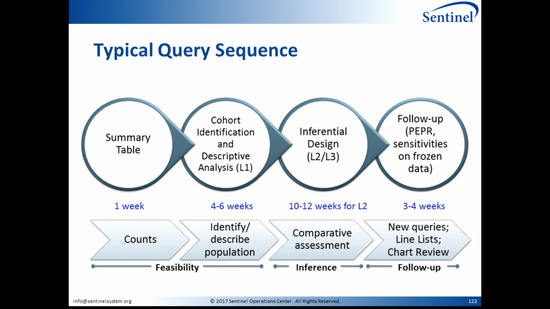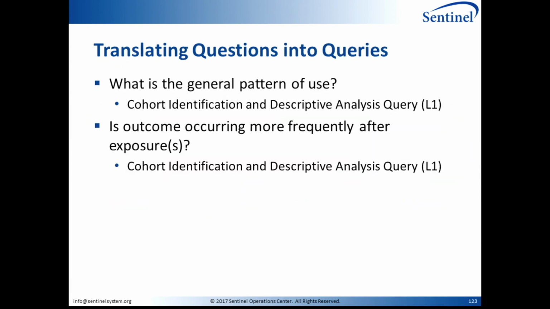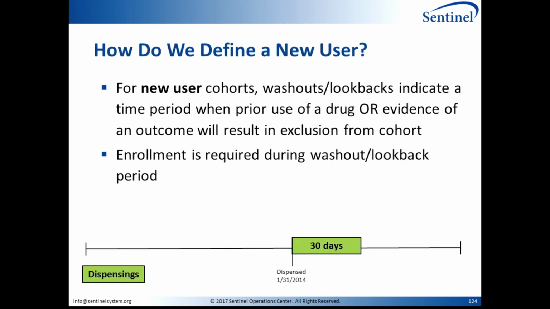So we're going to go right into that cohort identification and descriptive analysis query, our feasibility query. And so we are, again, thinking about two questions, both of which can be answered with the same computer program, the one that's designed to grab cohorts and describe information about them. And so we start out with our first question, which was asked earlier this morning, so thank you to whomever asked that, of how do we define a new user?